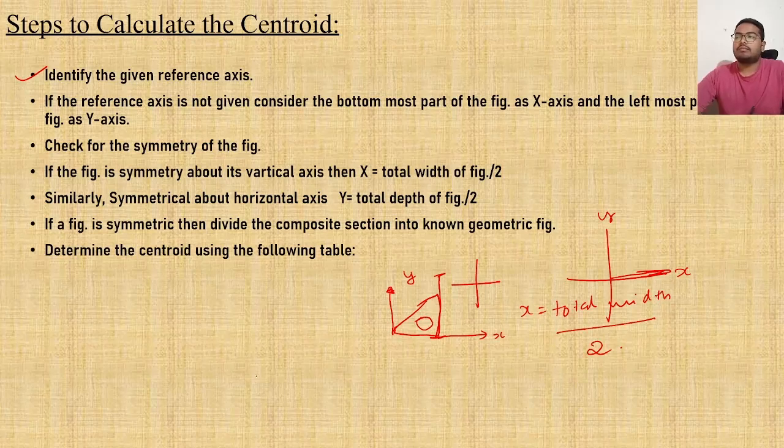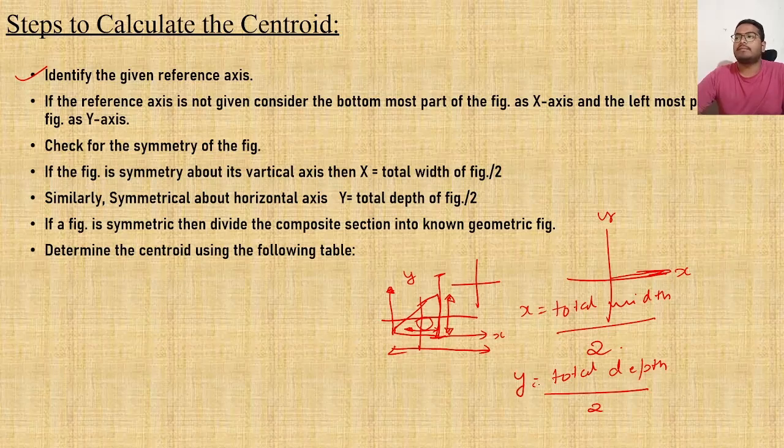And similarly, if symmetrical about the horizontal axis, y is equal to the total depth of the figure divided by 2. This is the total depth, this is the depth and this is the width. And when it is symmetrical about the horizontal axis, that is like this. If you cut this triangle into two parts, if it is symmetrical about the y-axis, just do total width by 2. And if it is symmetrical about the x-axis, like this, then just do total depth divided by 2.